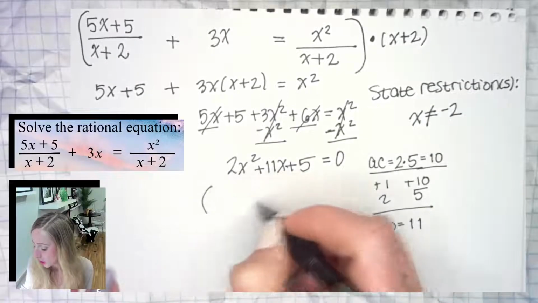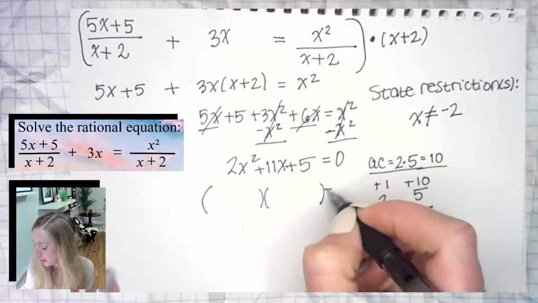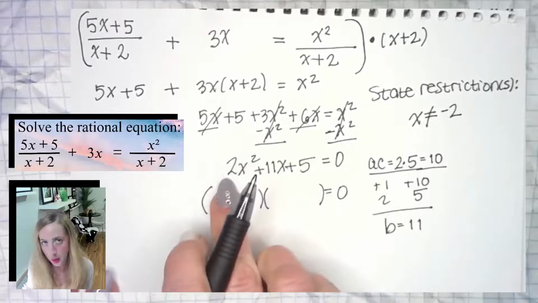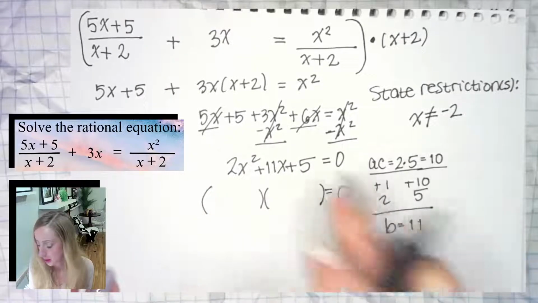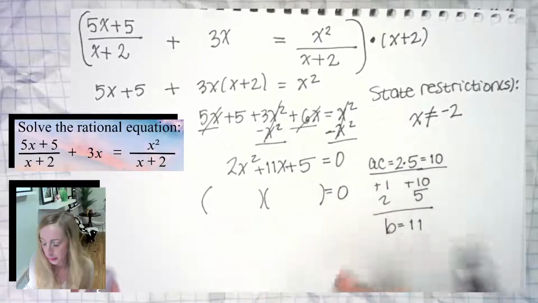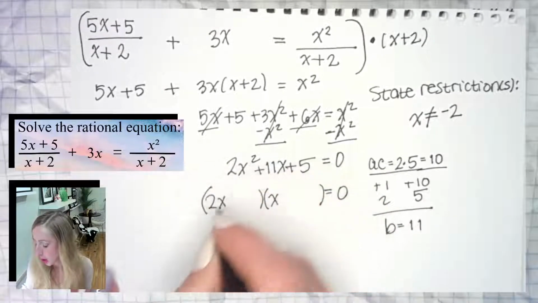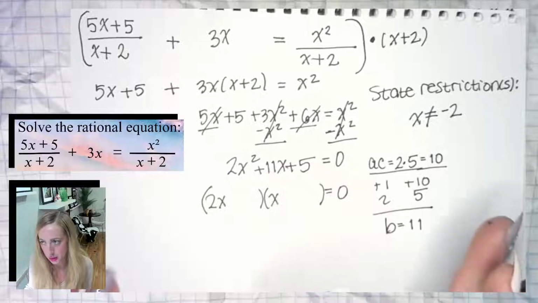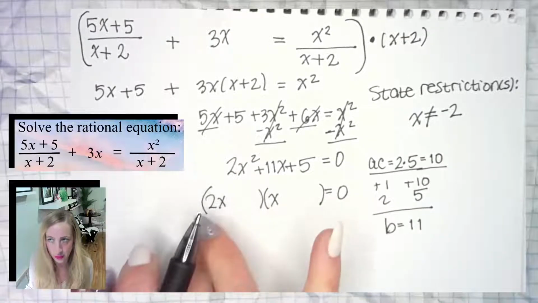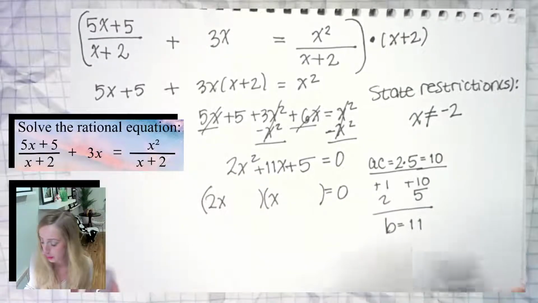Now, I'm going to cheat. I'm going to go right to my parentheses. 2 is prime. I'm only going to be working with 2x and x. 5 is prime. I'm only working with 5 and 1. So let's go ahead and put our x stuff in first, or our x squared. So 2x and x, only option. You shouldn't be putting x and x if your leading term is not a 1x squared, right?